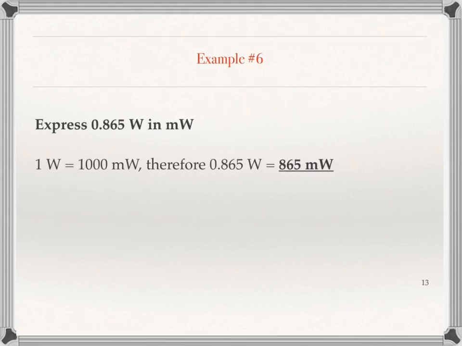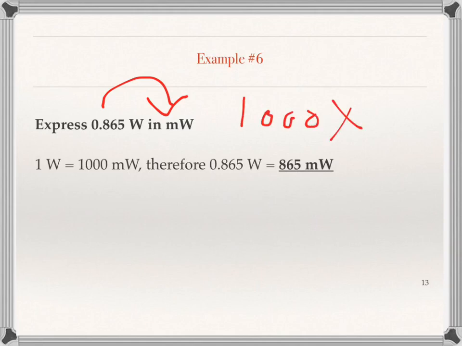Example 6, we're going from the base unit of watts to milliwatts. So the number has to get 1,000 times larger, because remember milli is 10 to the minus 3. So move the decimal 3 places over, and we get 865 milliwatts.